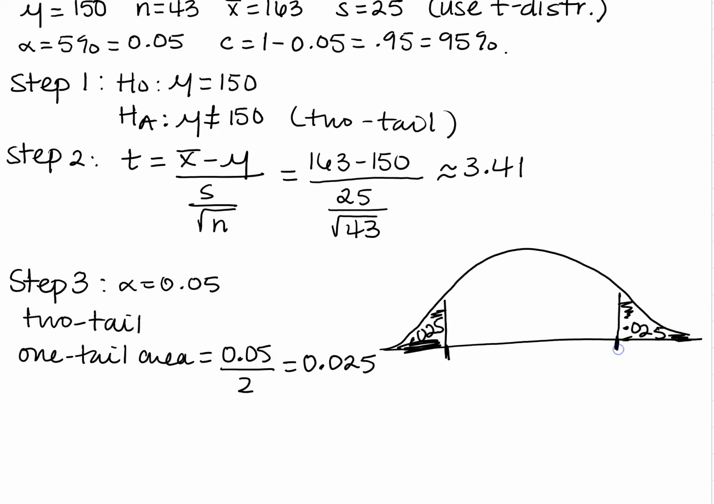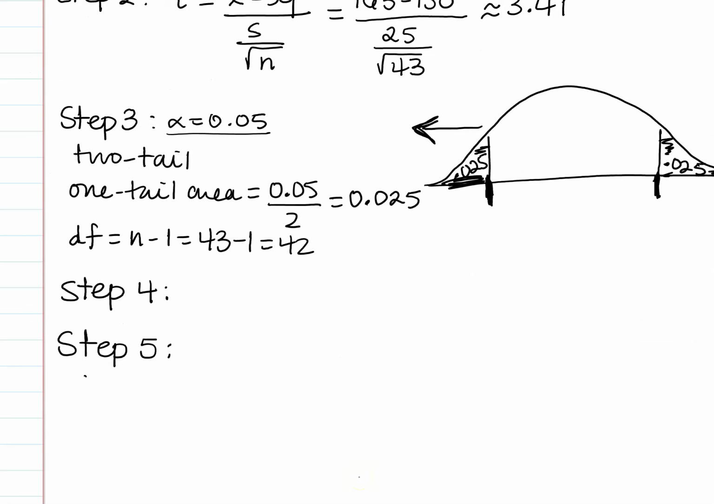And so now we need to head over to our t-distribution table to see if we can determine what our critical values are. Our degrees of freedom, we'll need that when we look at the t-distribution table, is equal to n minus 1. Our n is 43. 43 minus 1 gives us a degrees of freedom of 42. So now with that information, we are ready to head over to our t-distribution table to see if we are able to determine what our critical values are.